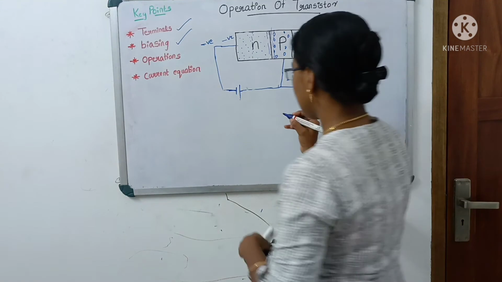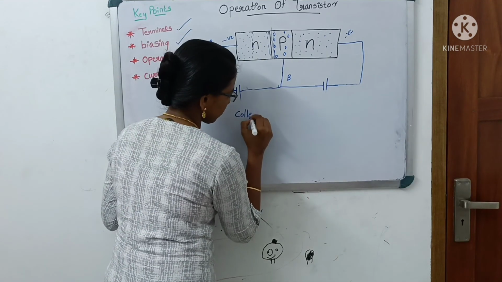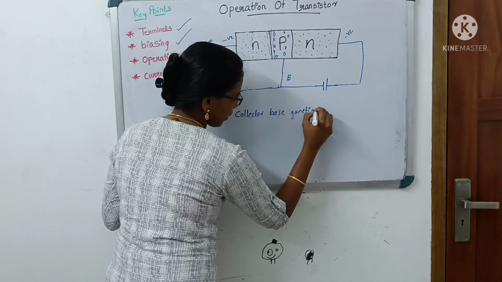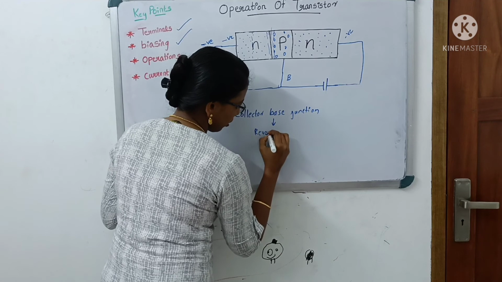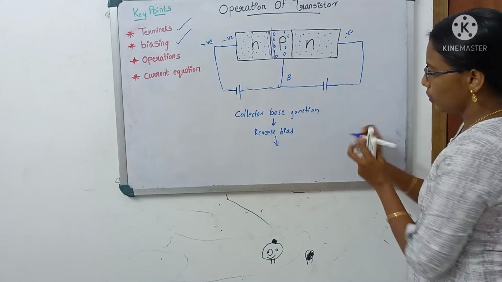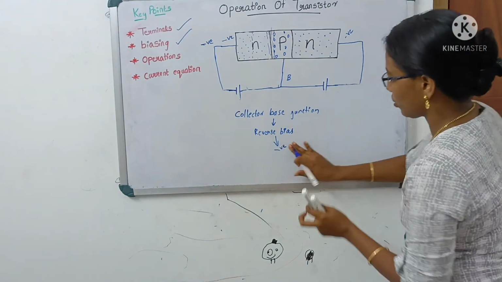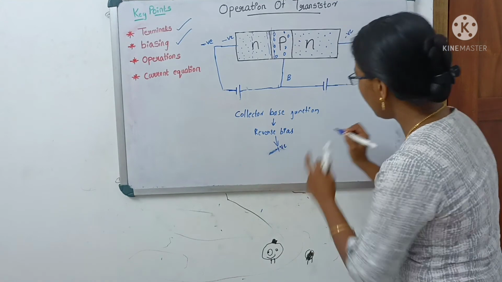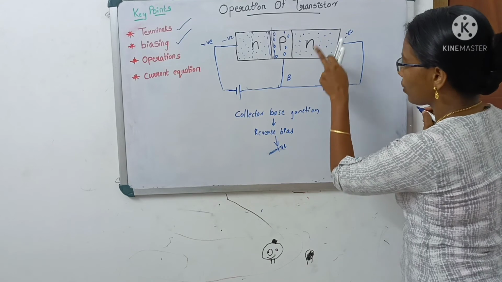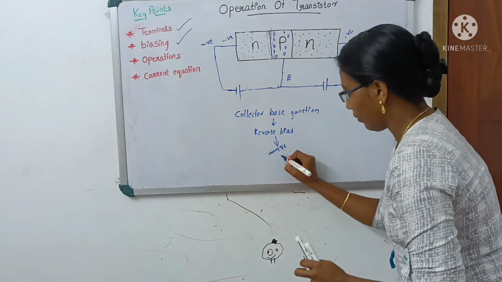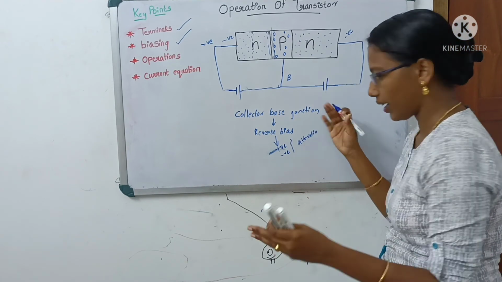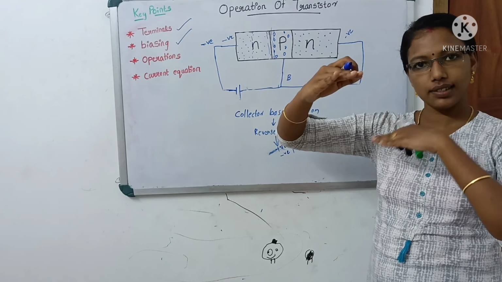So, the collector base junction is reverse biased. So what is reverse biasing? Negative and positive terminals of the cells, and here the majority charge carriers are electrons in the N region, so negative. So positive, negative, and then there is an attraction. Attraction means this is the positive polarity, this is the negative polarity.